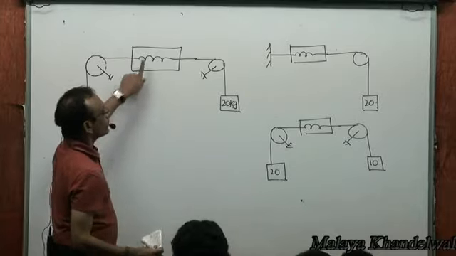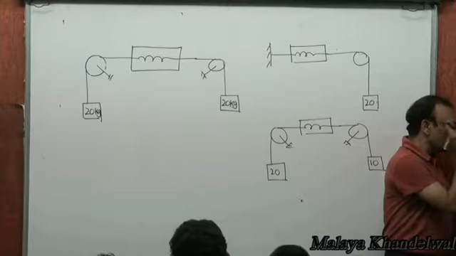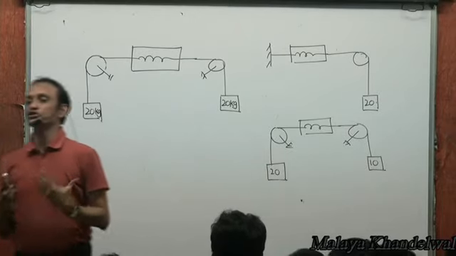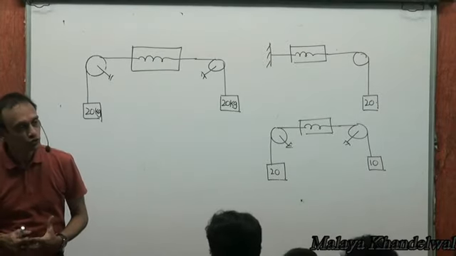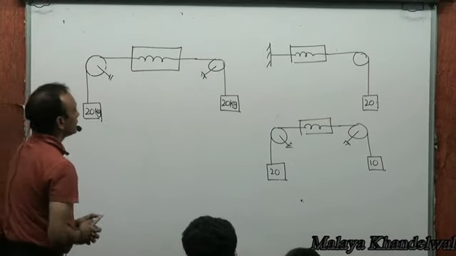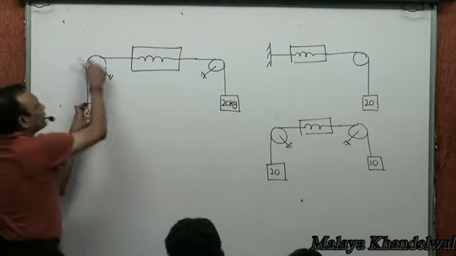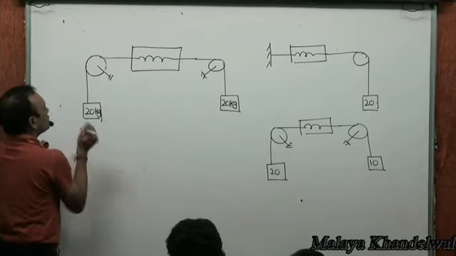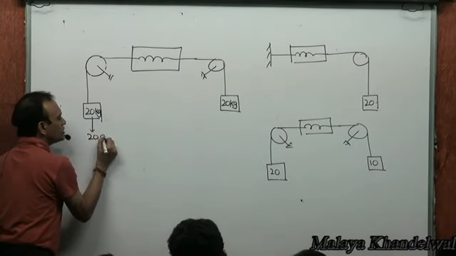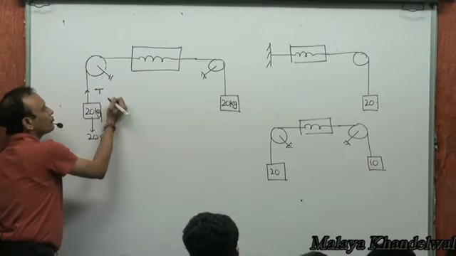Now, in each of these cases, we want to find the reading of the spring balance. A spring balance is essentially a spring. What it reads is the force in the spring. In this case, all of this is one single spring. If you look at the free body diagram of this, there is 20 G downwards, and force T upwards.